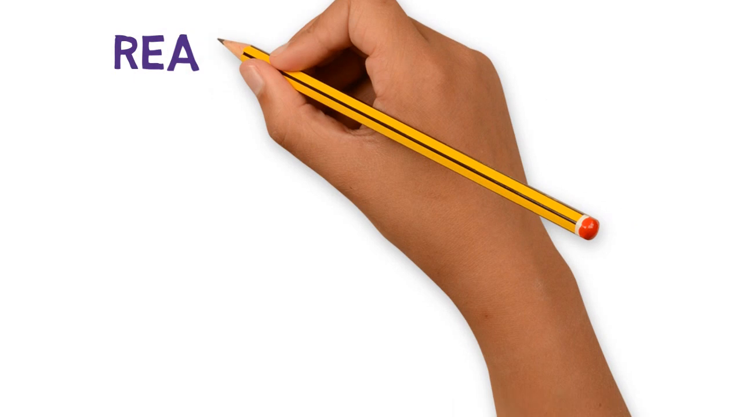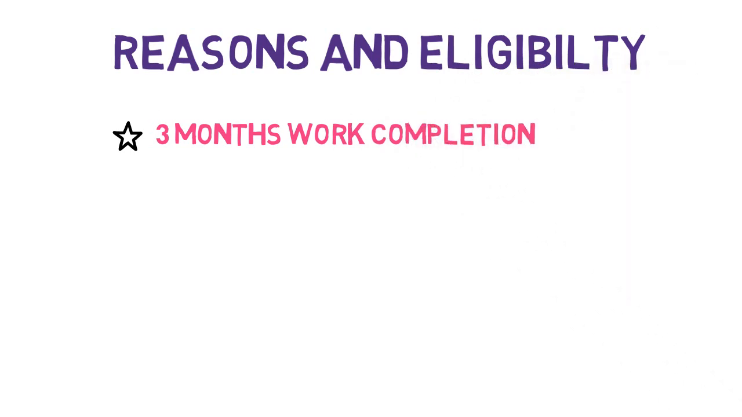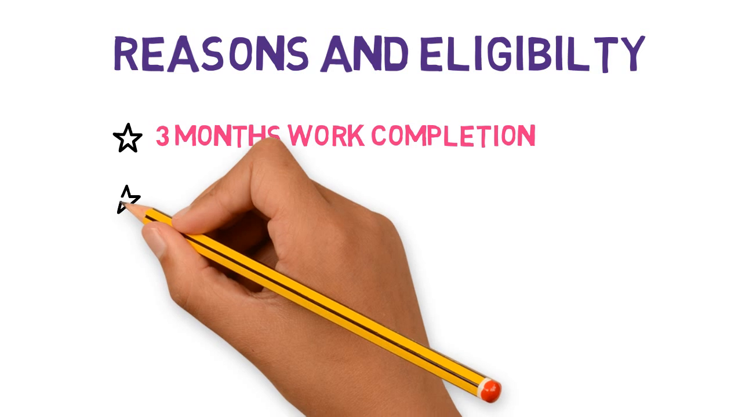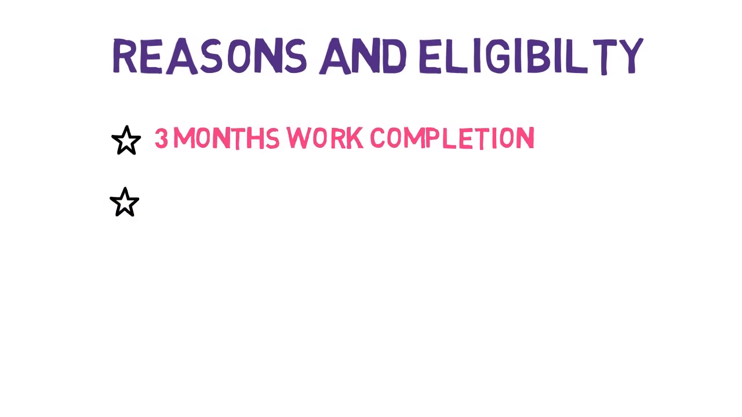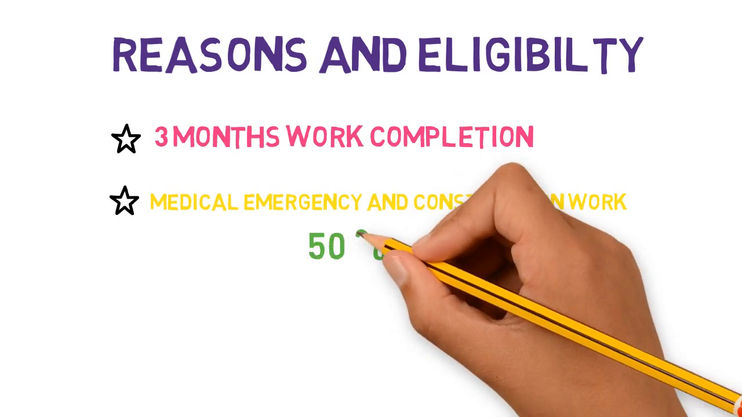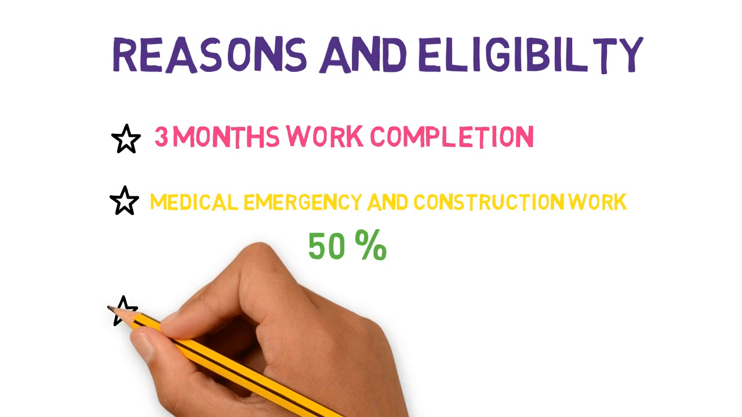Next, let us see the reasons for which we can claim the Provident Fund money. Provident Fund money can be claimed once the employee has completed at least 3 months in a company. It can be claimed for medical emergencies and house construction works. 50% of the total PF amount can be claimed.